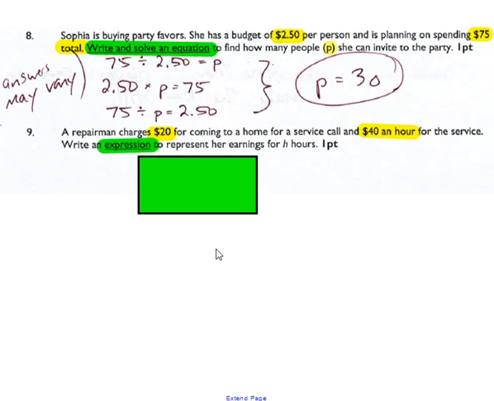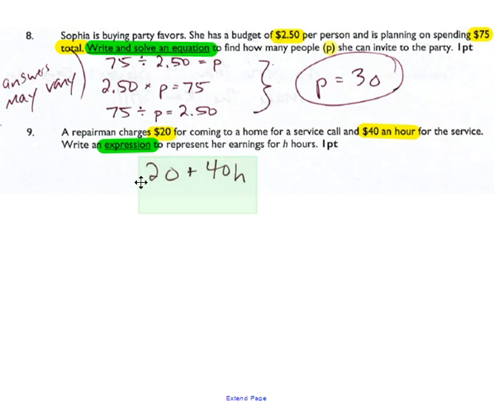In the next one, number 9, a repairman charges $20 for coming to a home for a service call and $40 an hour for the service. Write an expression to represent her earnings for H hours. So we don't have all the information, but we basically can show how we would figure out how much we would pay the repairman, okay?